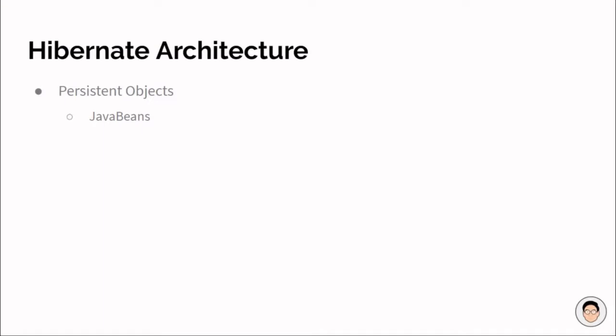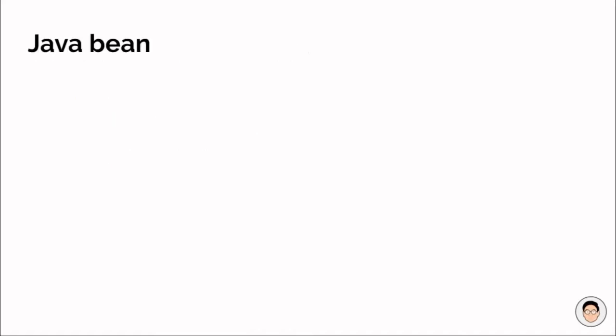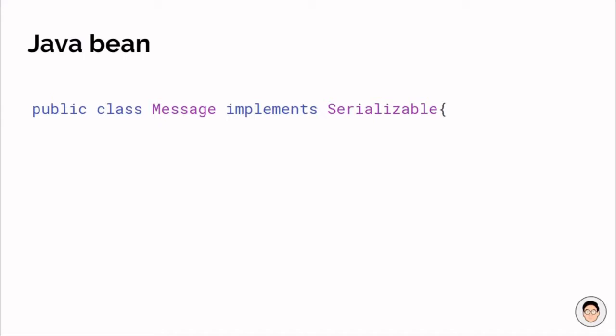JavaBeans. JavaBeans are POJOs with some restrictions. Let's talk about those restrictions with an example of a JavaBean. The first rule says it should implement Serializable. Now, Serializable doesn't belong to the java.lang package. That's why we have to import it. Otherwise, the compiler will say, hey man, I don't know what Serializable means. Serializable resides in the java.io package.